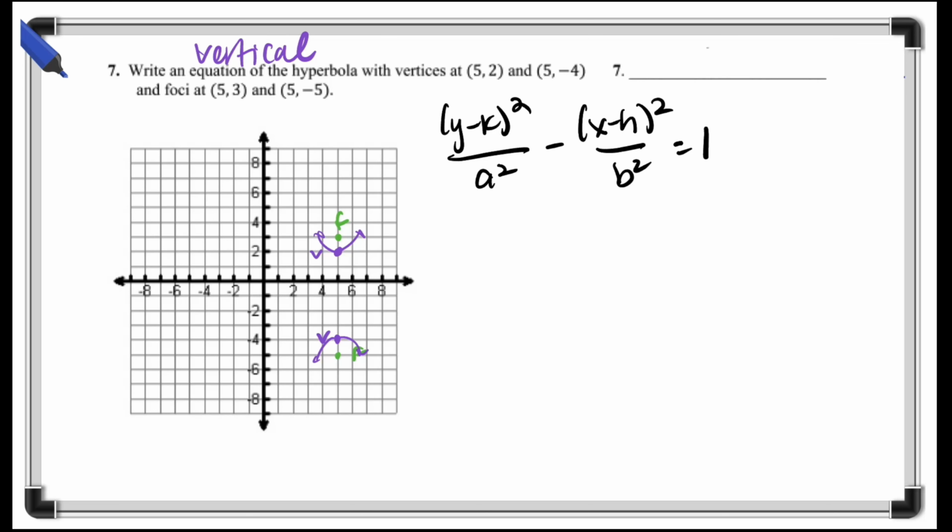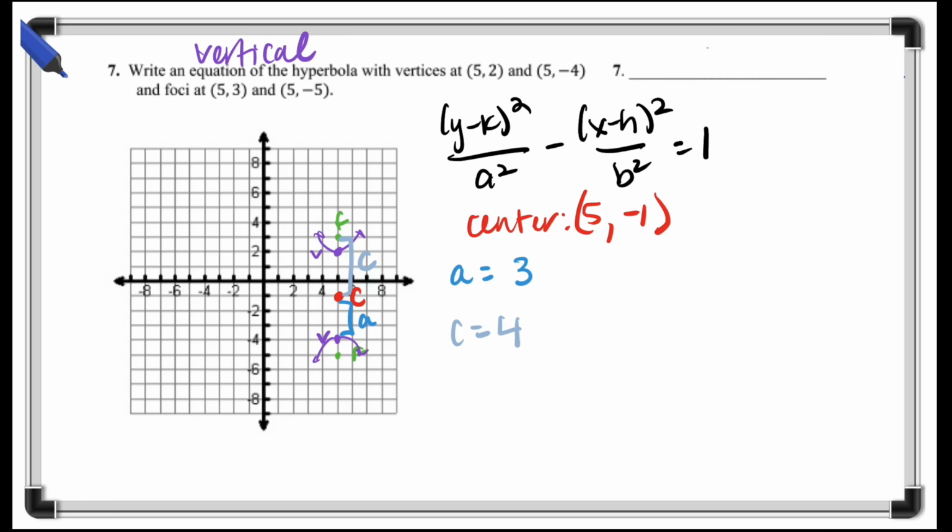Now our center is going to be in the middle of your vertices here. So your center is right here. There's your center. So your center is at (5, -1). Remember that your a is the distance from your center to your vertex. So center to the vertex, that is a, so that is 3 units. And then what we have is c. C is the distance from the center to the focus. So center to the focus, that is c. Now that is 4 units.